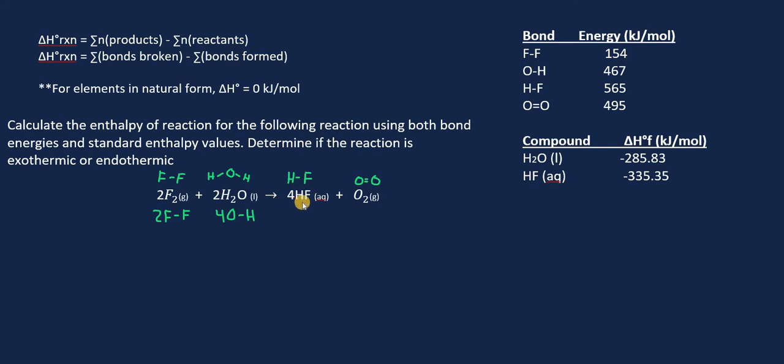Same thing over here with this HF. HF is a very simple Lewis structure. It's just hydrogen single bonded to fluorine. But here, because the coefficient is 4, that means we have 4 of these H to F single bonds.